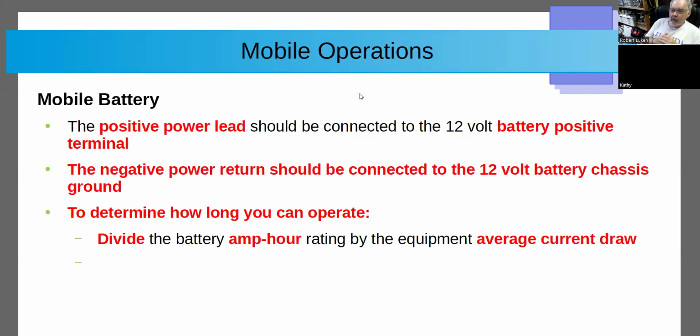For mobile operations where you're going to operate off of a car battery, it seems obvious that you connect the positive power lead of your radio to the positive lead on the battery, and you do the negative either to the negative lead or to the chassis ground that the negative battery is connected to. It's usually a fairly heavy gauge braided strap going to the chassis.